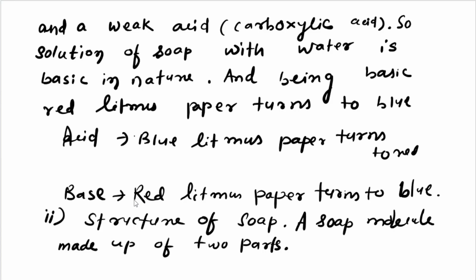If acid is there, what happens? If acid is there, then blue litmus paper turns to red. But here the question is not about acid. Now the question is about the strong base sodium hydroxide used here. That is why red litmus paper turns to blue. At home you can check it. You take soap and litmus paper, which you bring from the chemistry shop. Base, what to do?